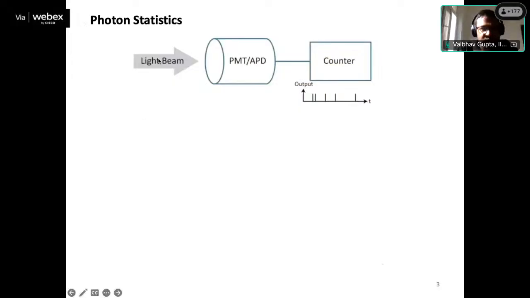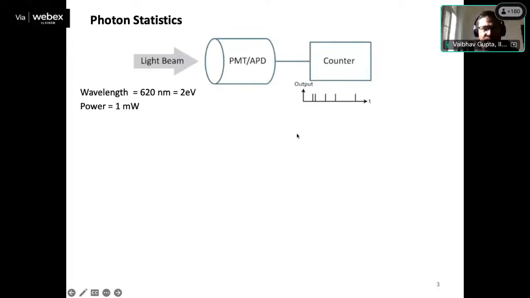So I will just give you a brief introduction. Suppose we have a light beam, and this light beam is hitting on an avalanche photodiode or a photomultiplier tube, and then we have connected a counter. This is some electronic machine. Whenever an incident photon hits, the machine converts that photon into an electrical signal and gives some sort of response. So suppose here we detect one photon, then a second, then after some time we detect a third photon.